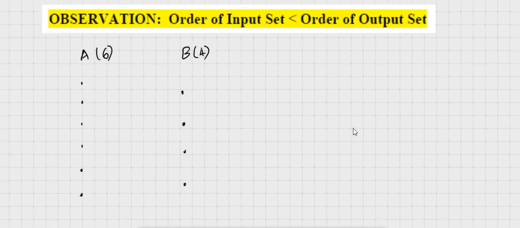Here I am taking the input set containing 6 elements, whereas the output set contains 4 elements. Is there any possibility for a one-to-one function here? No, not at all. Why? Because I need a minimum of 6 outputs to define a one-to-one function. Why do I need a minimum of 6 outputs? Because I am having 6 inputs. What is the condition here? 6 inputs should have 6 different outputs. So the output set should have a minimum of 6 elements.